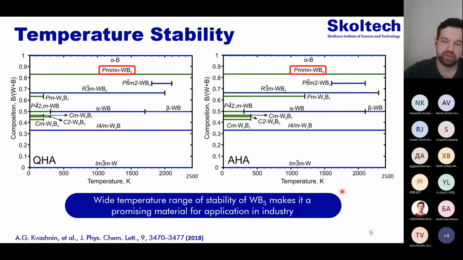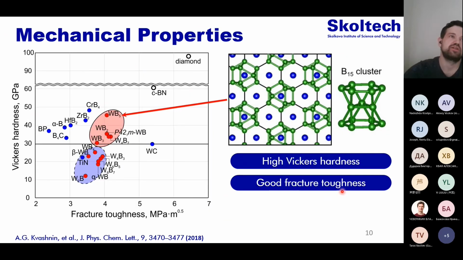And for successful application, a hard material should have not only high hardness, but also high fracture toughness, because it's another important property to be successfully applied. So we calculated the HB plot in the coordinates of Vickers hardness and fracture toughness, as shown here. And you can see that tungsten boron 5 has high hardness and also good fracture toughness.